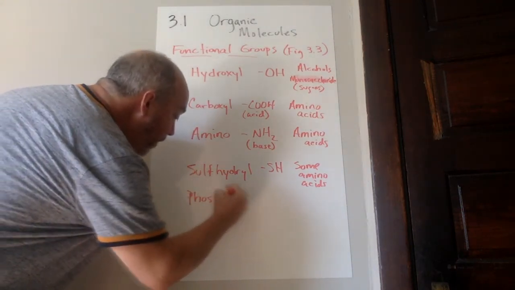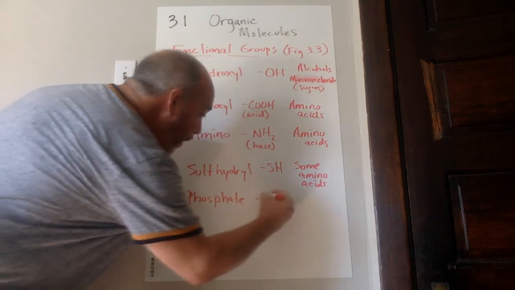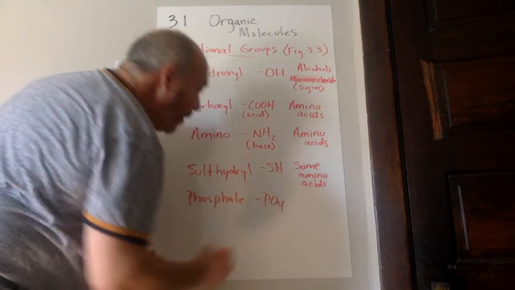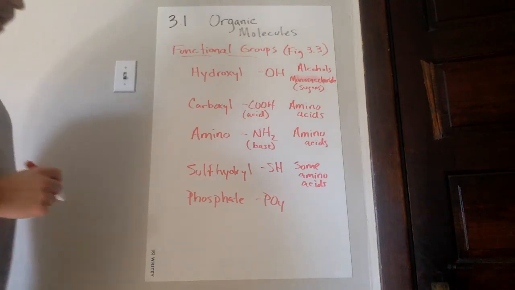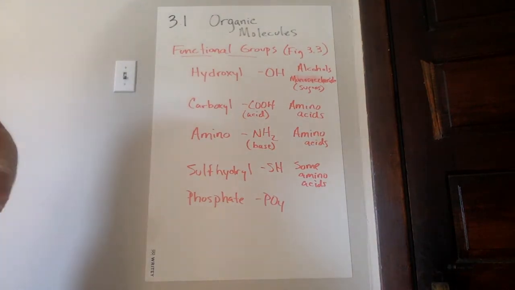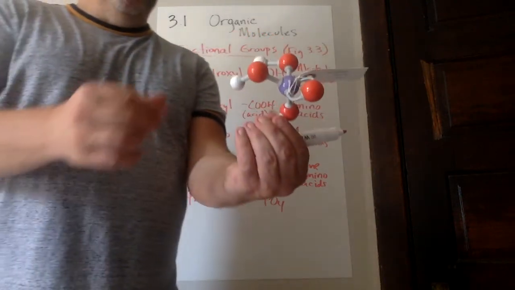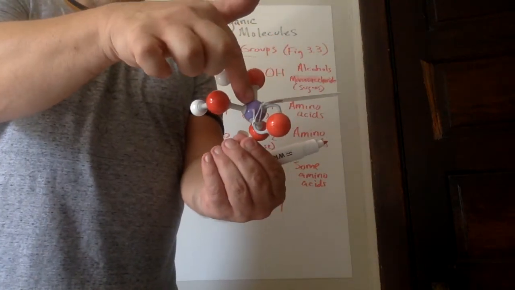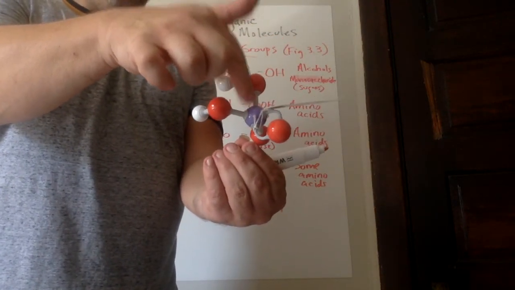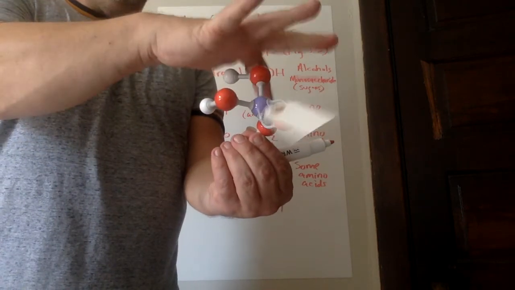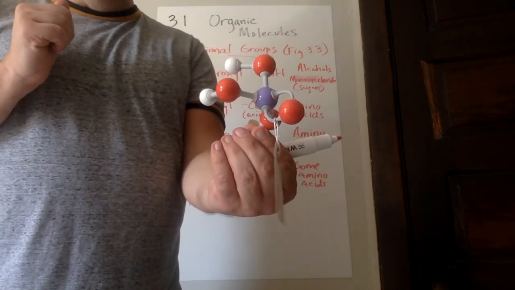Next is the phosphate group. And this is a phosphate with 4 oxygens. So in this case, this would be a typical phosphate group. You can see here is our central phosphorus in purple, then 1, 2, 3, 4 oxygens surrounding it.